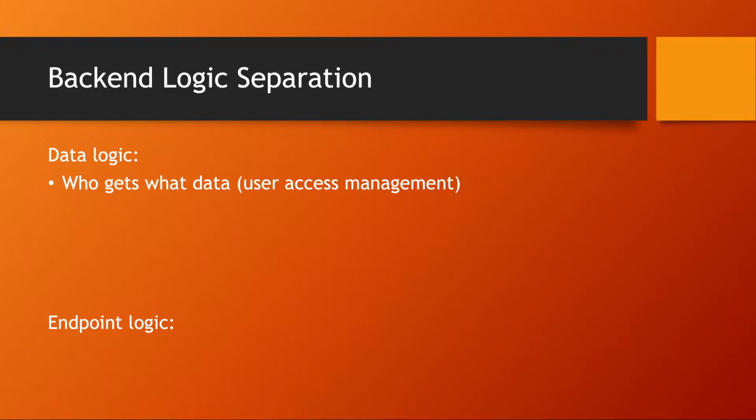So data logic, that's who gets what data. So user access management, permissions, things along those lines. Data interactions, and what I mean by that is, let's say you have a marketplace application and someone buys a particular product and you want an increment someplace else, and that's a different field. You do that incrementation whenever it's purchased, that's a data interaction. Or let's say you delete something and it cascades and deletes a bunch of other things, that's a data interaction.